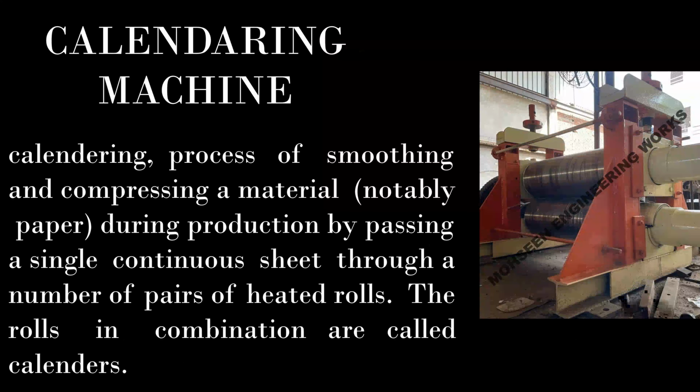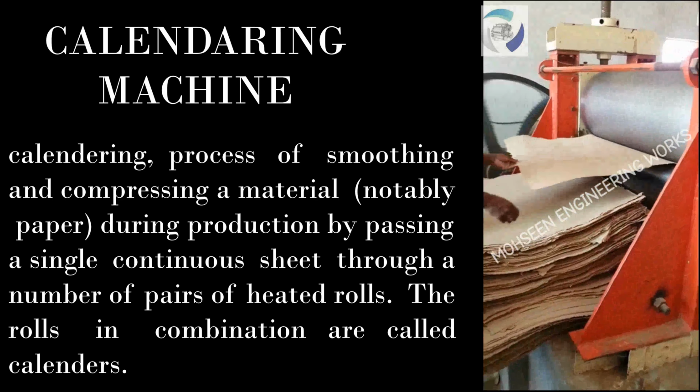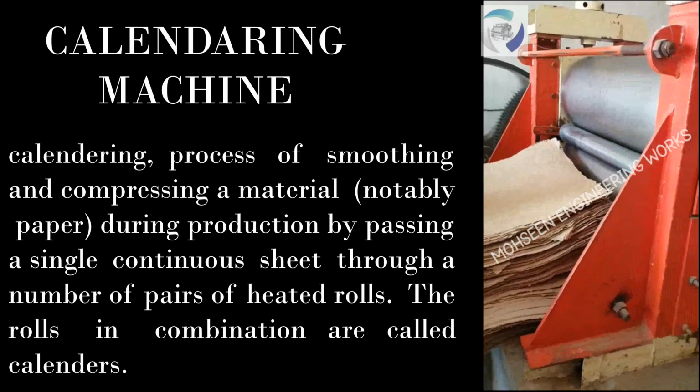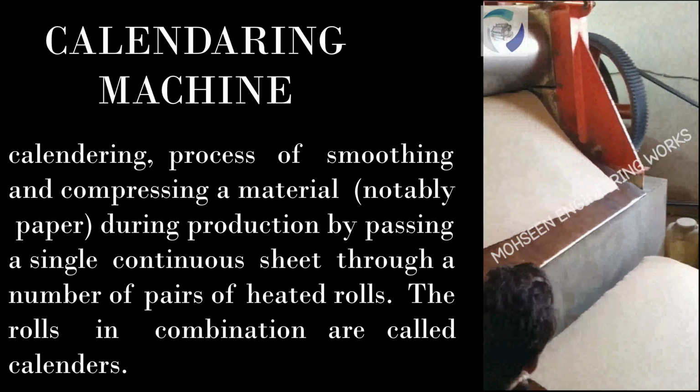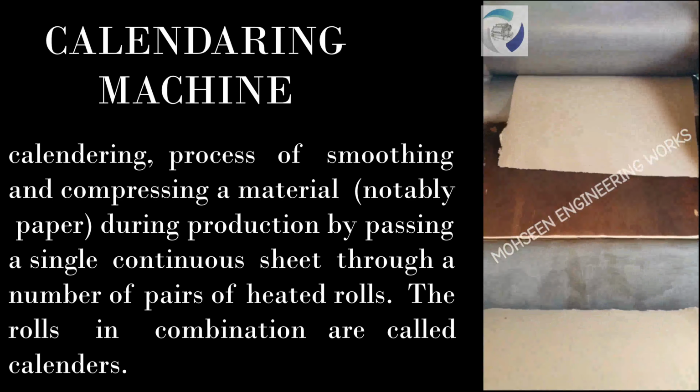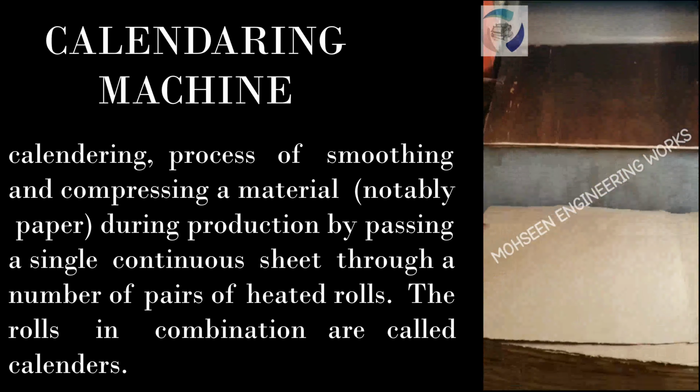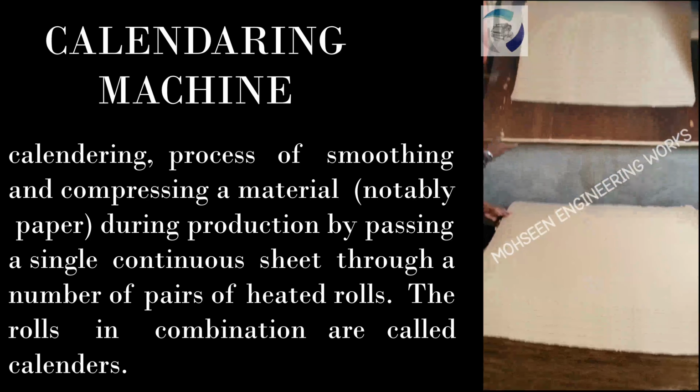Calendaring machine. Calendaring is the process of smoothing and compressing a material, notably paper, during production by passing a single continuous sheet through a number of pairs of heated rolls. The rolls in combination are called calendars.